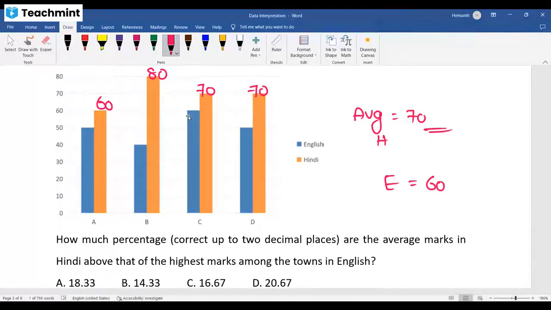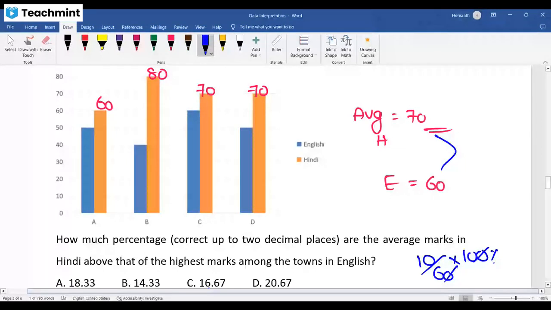Percentage 70 out of 60 will give more. 60 out of 70 is a different thing. It is 10 extra. 10 divided by 60 will give 16.67. How much percentage more than? They ask that, more than. So this is how much more? Hindi is 10 more than 60. Then 10 by 60 into 100 will give 16.67.